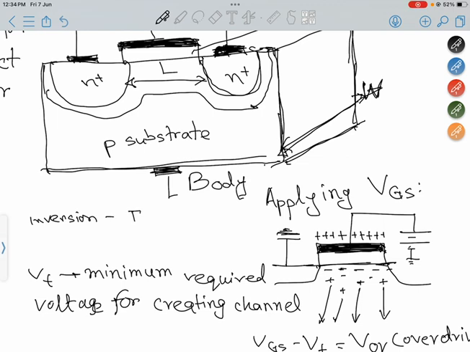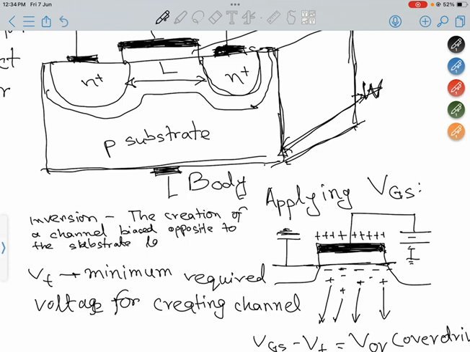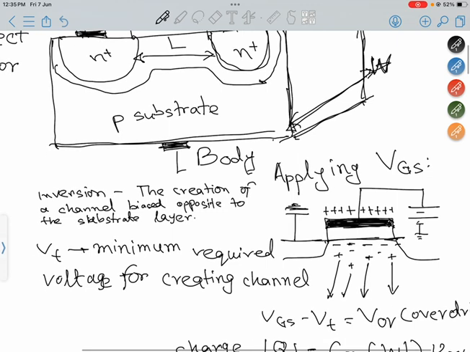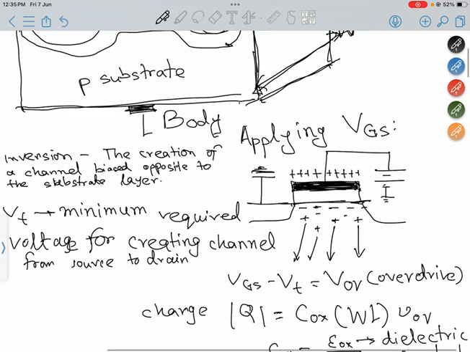Inversion is the creation of a channel biased opposite to the substrate layer, and the minimum amount of required voltage for creation of a channel from source to drain is Vt, or threshold voltage, and the difference between VGS and Vt is called VOV, or the overdrive voltage.